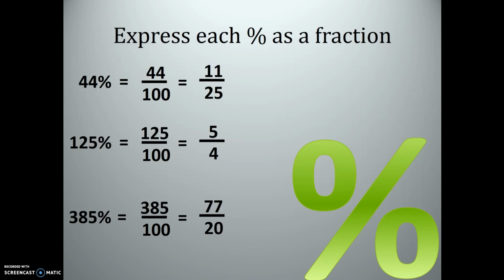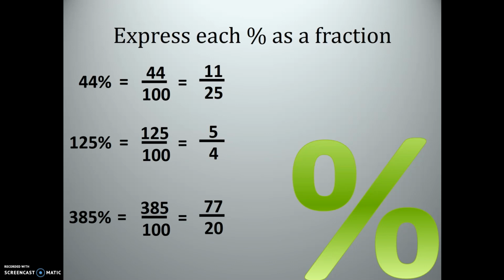Okay, here we have 44%, 125%, and 385%. Now that one's unique, so let's talk about that in a second. But 44%, we've got 44 over 100. If we reduce that by dividing both the numerator and the denominator by 4, we get 11/25. 125%. Oh, that one's unique too.